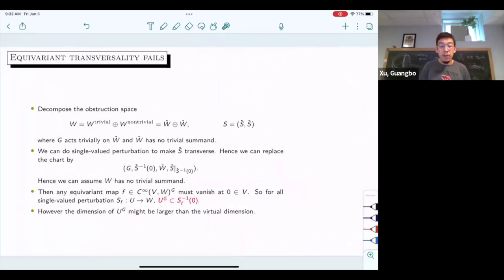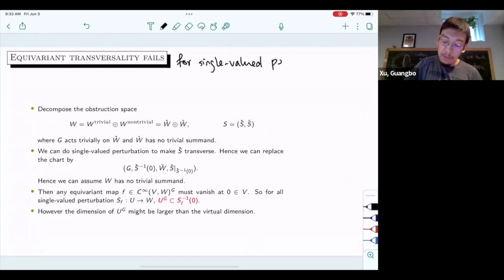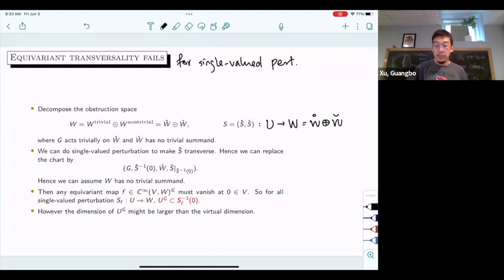So then let's see why equivariant transversality will fail for single valued perturbation. Let's look at the obstruction space, and let's decompose this obstruction space into two parts. One part, W trivial, is the direct sum of trivial representations of G. And W non-trivial is the direct sum of all the non-trivial irreducible sub-representations. We abbreviate these two parts as W circle and W check. So we can also write the map S as S circle and S check.